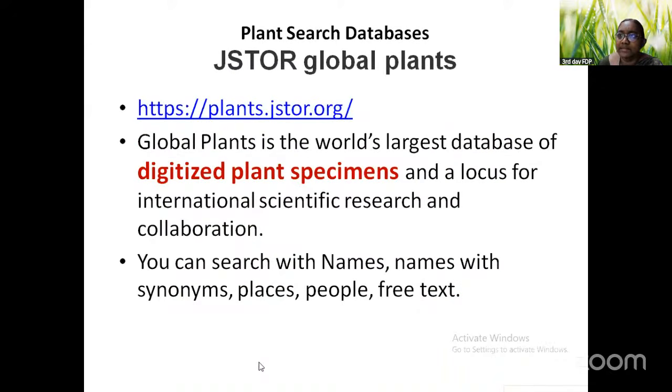The second one is JSTOR Global Plants. This is also a digitized compendium of medicinal plant species. Here also you can get the herbarium specimens on this site.